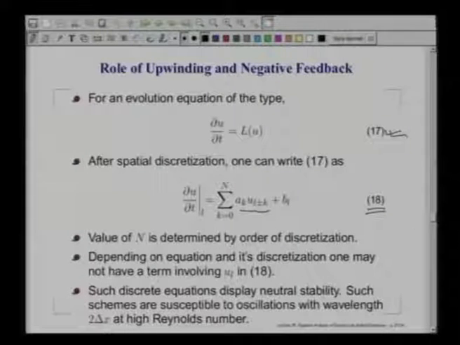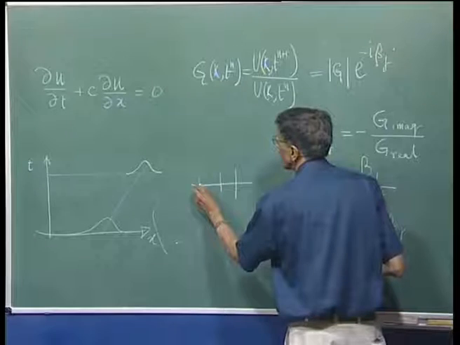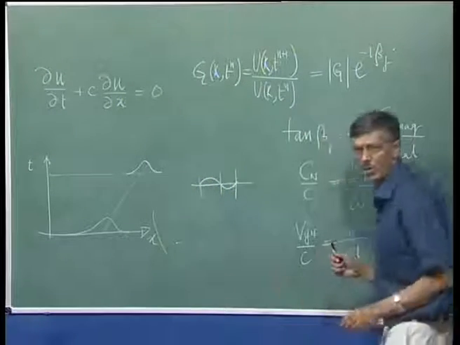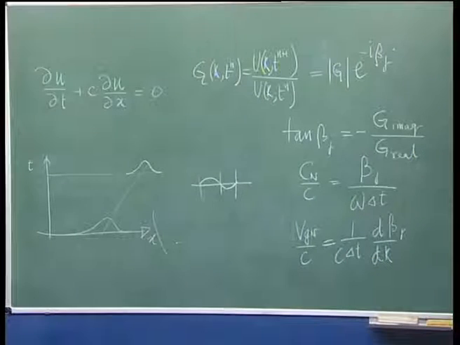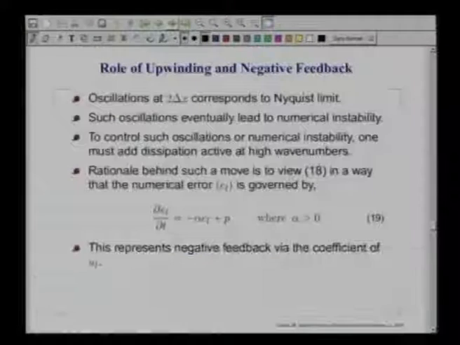You always see oscillations with wavelength 2 delta x, and this is the highest wave number that you can resolve with that grid. If I have grid points like this, this is the smallest wavelength wave that I can represent, right. So, that is what we are seeing. The oscillation is related to 2 delta x.